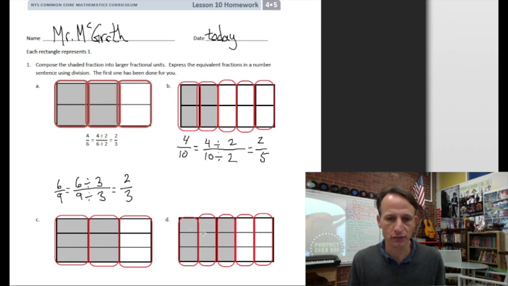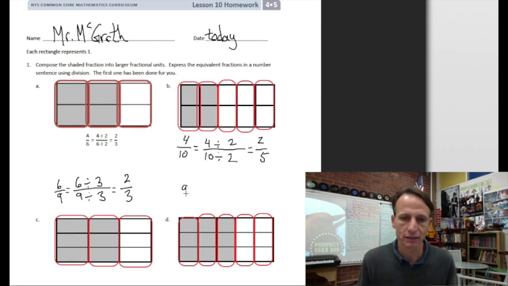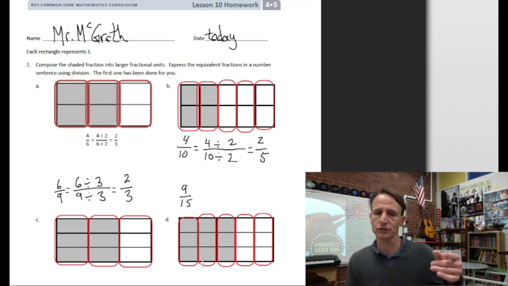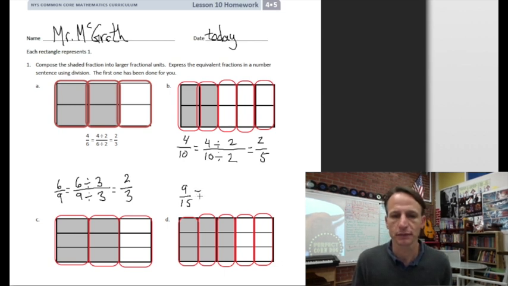So I started with 3, 6, 9 out of 12, 15. So 9 shaded out of 15 total. It's always good to stop and check yourself. 3, 6, 9, yep, 12, 15. Okay, good. Doing it right.